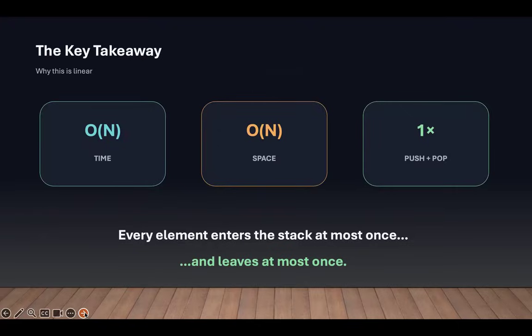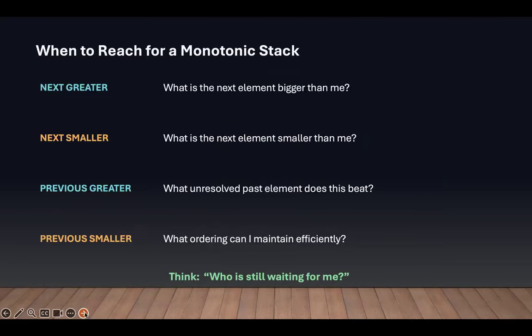Because every element enters and leaves the stack at most once, total time complexity drops from big O of n squared to big O of n. Whenever a problem asks for next greater, previous smaller, or building area boundaries, like LeetCode 155, minimum stack variation, we can skip the nested loops and reach for a monotonic stack.